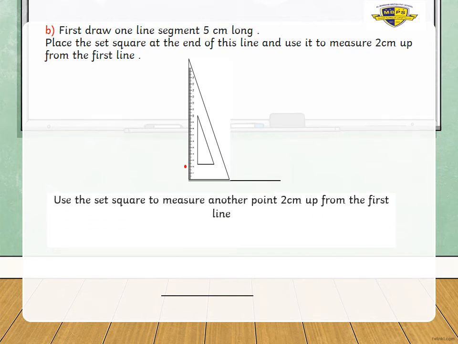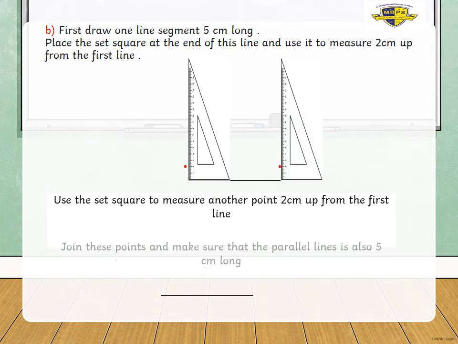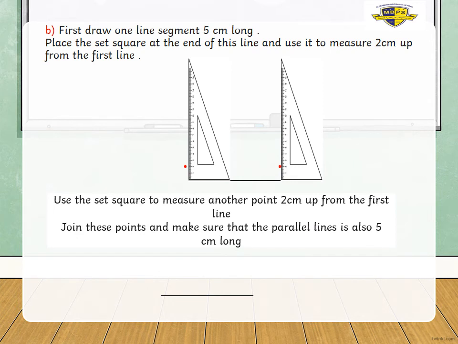Then I use the set square to measure another point 2 cm up from the first line. Now I have measured 2 points. What I will do is join these points and make sure that the parallel line is also 5 cm long. Now I have parallel lines.